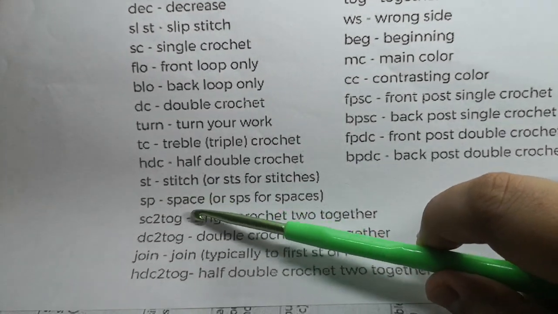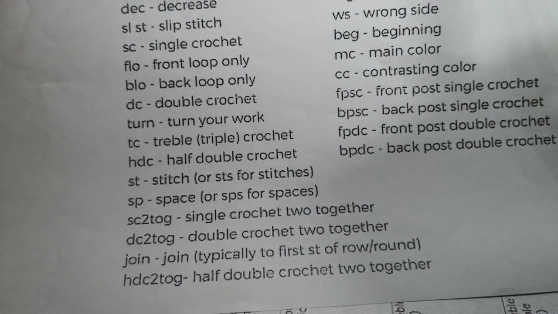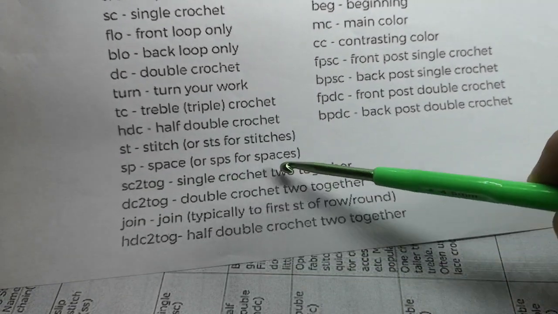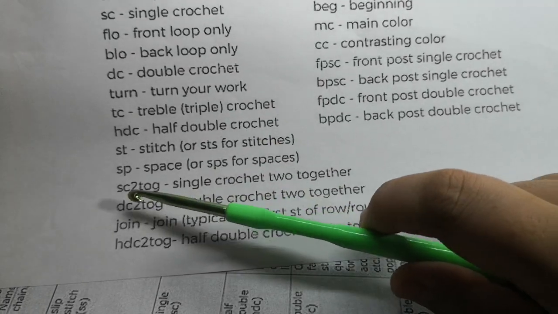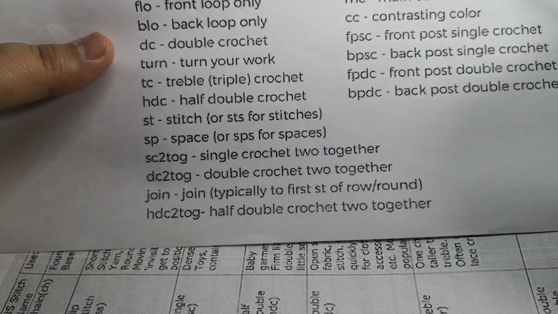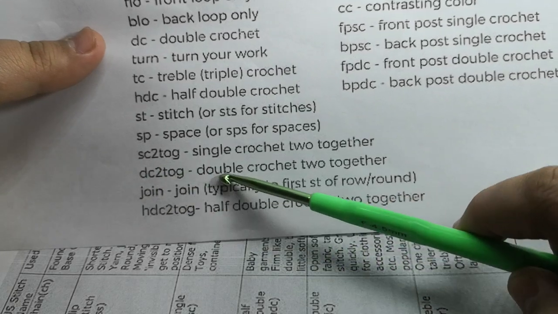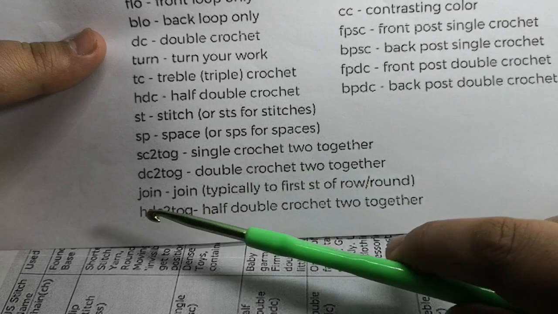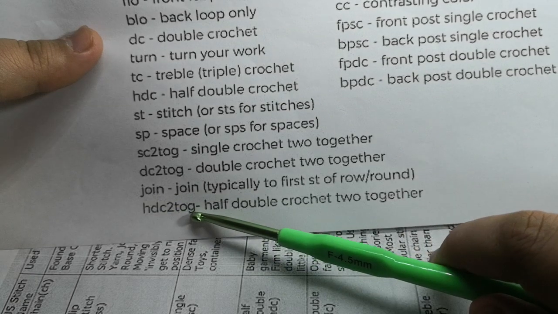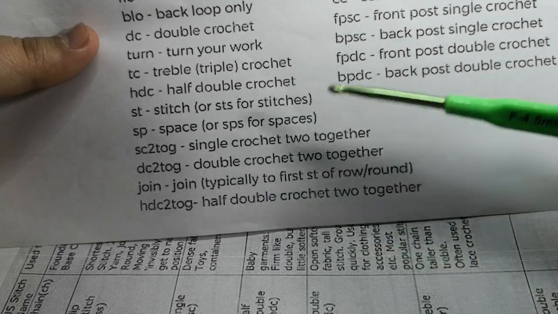SP is space, or SPS means spaces, like more spaces. SC2TOG means single crochet two together, a stitch in which you decrease the stitches and bring two stitches together. DC2TOG means double crochet two together. Join means obviously the typical round join. HDC2TOG means half double crochet two together.